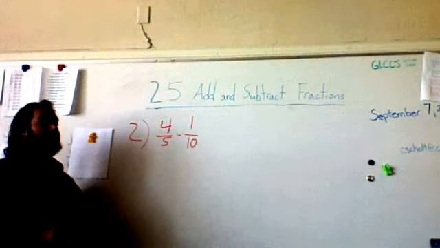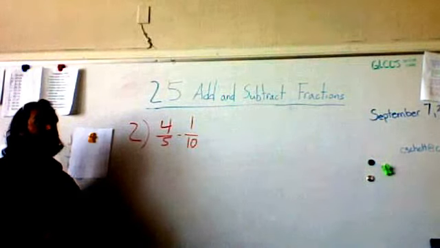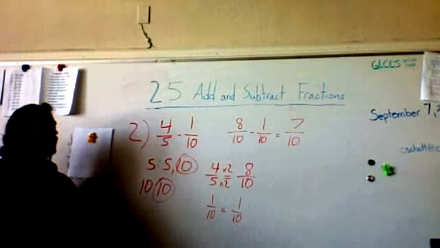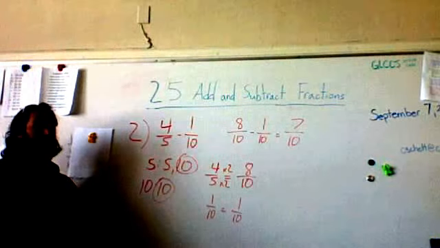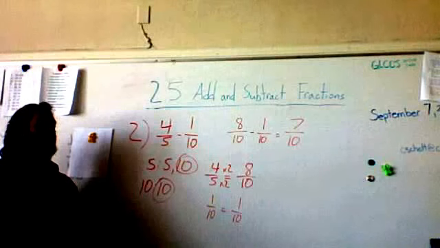This time I'd like you to try a subtraction problem on your own. 4/5 minus 1/10. Hit pause now, solve the problem, and when you hit play, I will give you the answer. The answer to this problem is 7/10. 4/5 minus 1/10 equals 7/10.